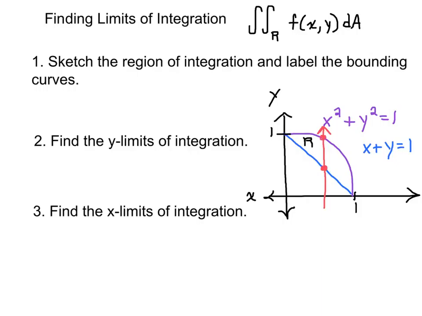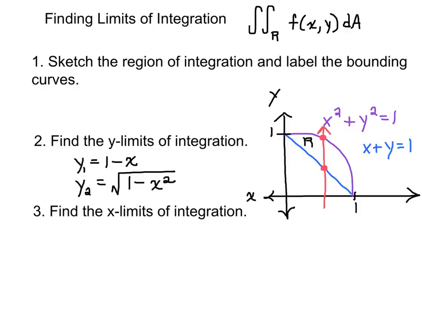Well, when we enter the region, y is equal to 1 minus x. That could be our, say, y1. And when we exit the region, our y2 is equal to the square root of 1 minus x squared.